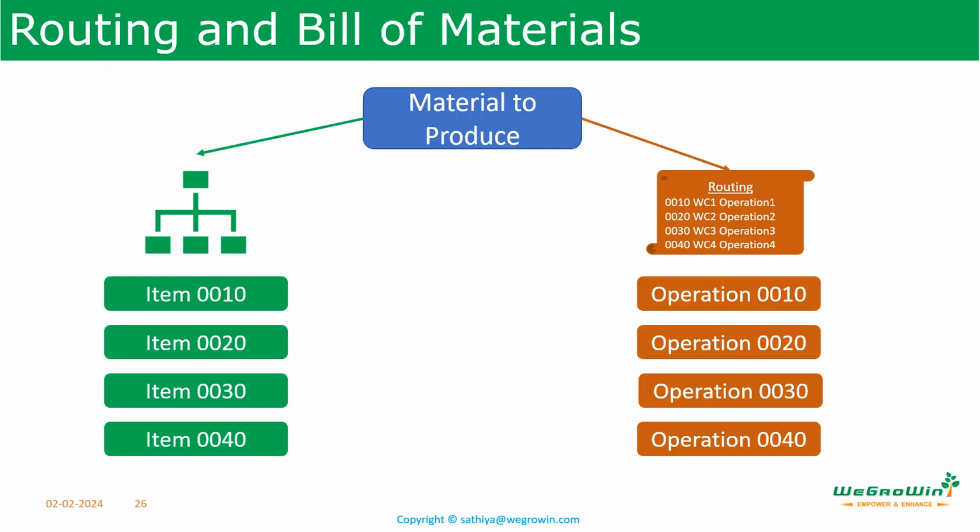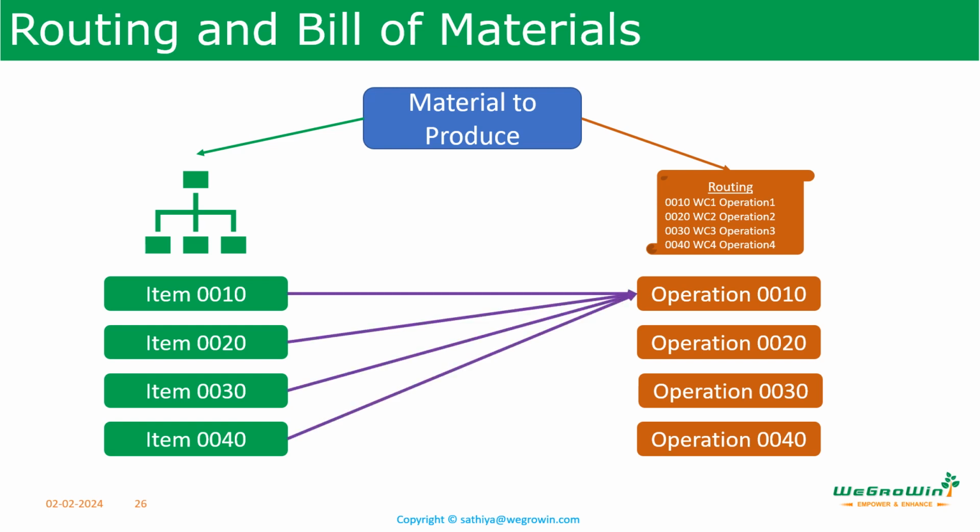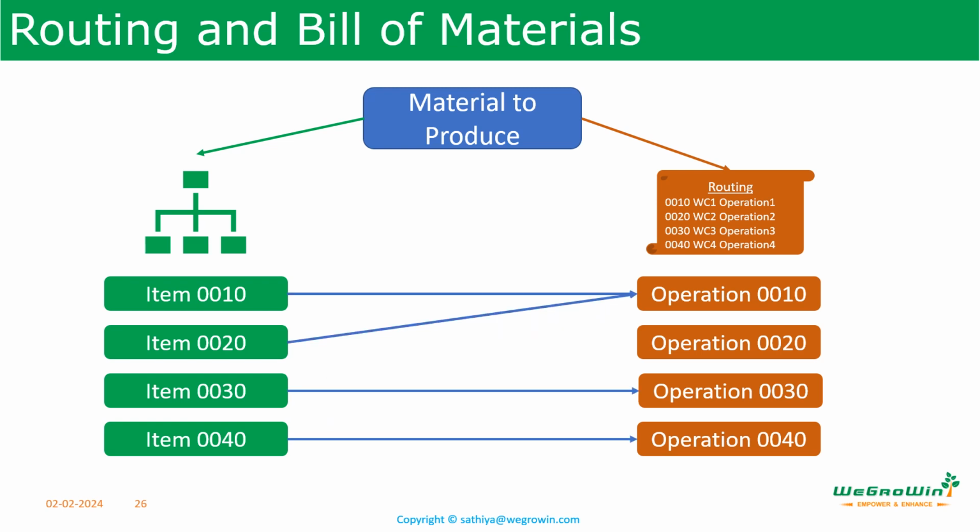When we create a routing, the components required to produce the product in the sequence of operations are also assigned in that routing. Normally they will be assigned to the first operation, that is 0010, as the default. But sometimes we need to have some items not in 0010, but some items in 020, some items in 030, like that.